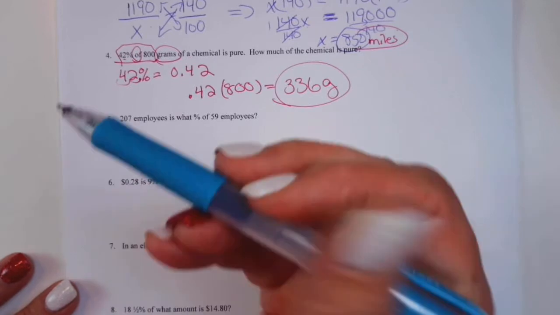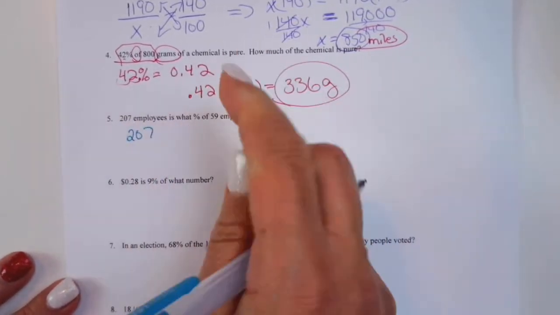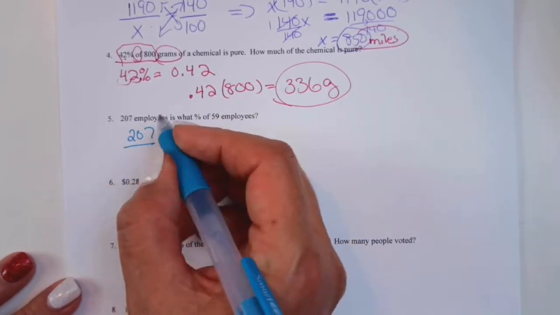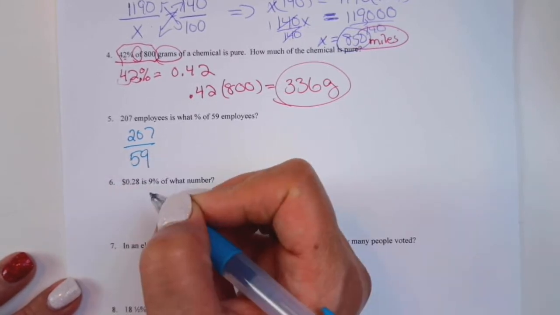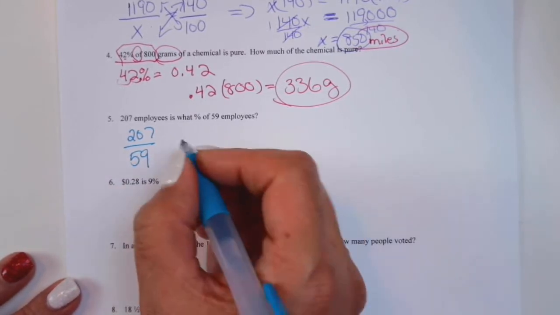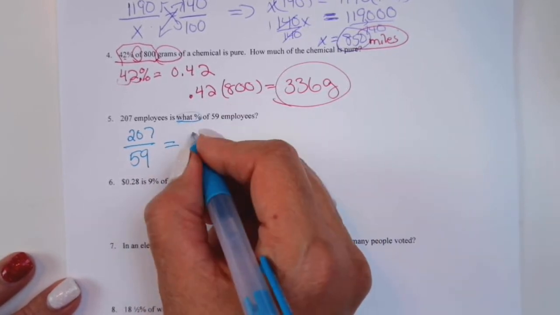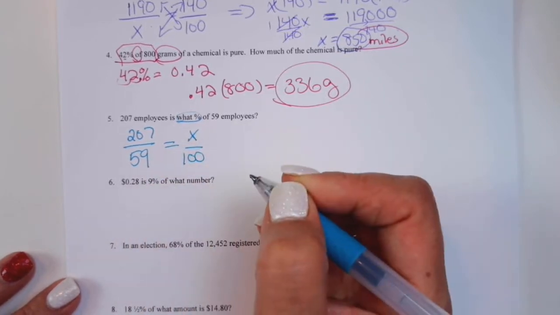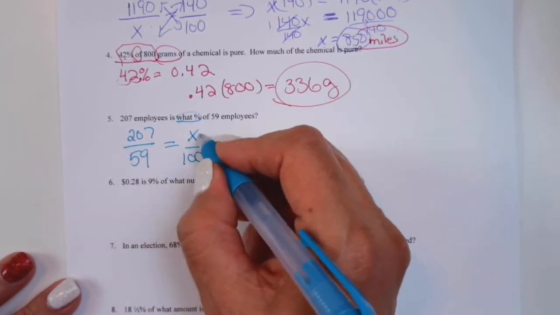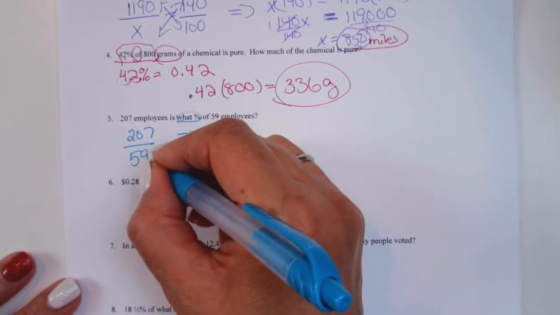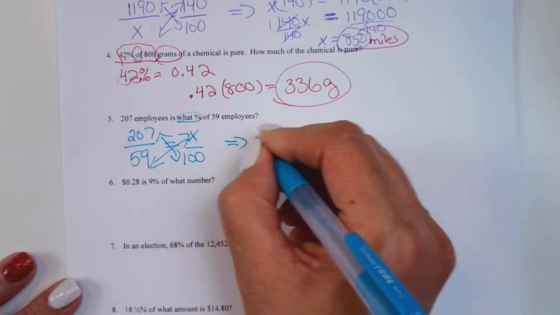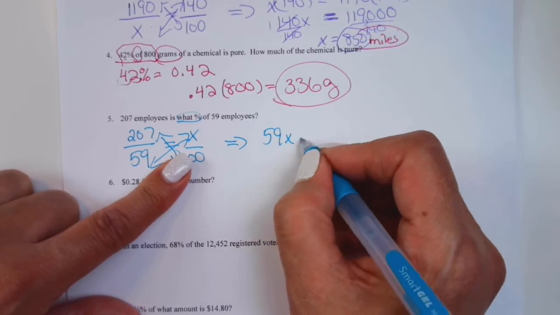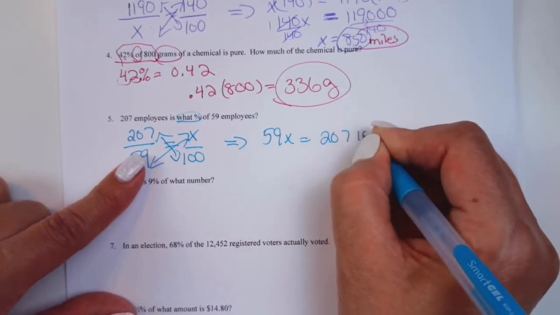So 207 employees is what percent of 59 employees? That means that 207 of 59. So over 59. And then what percentage? We don't know that. So our percentage is this time going to be an X. And then we're going to divide it by 100. And again, since we have a proportion, we're going to cross multiply here. So 59 times X. Again, I'm not writing the multiplication. It is in between there. And then 207 times 100.